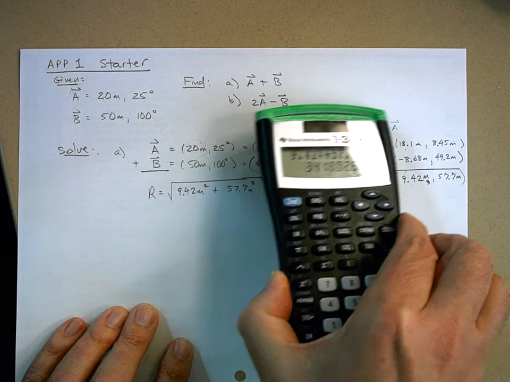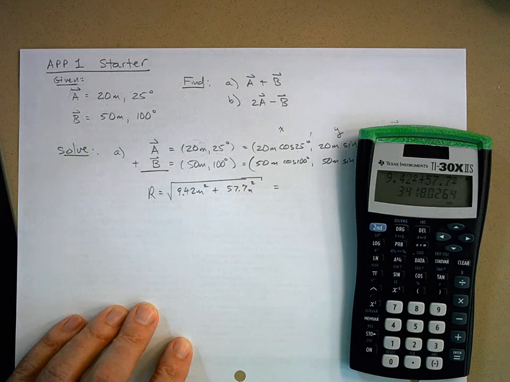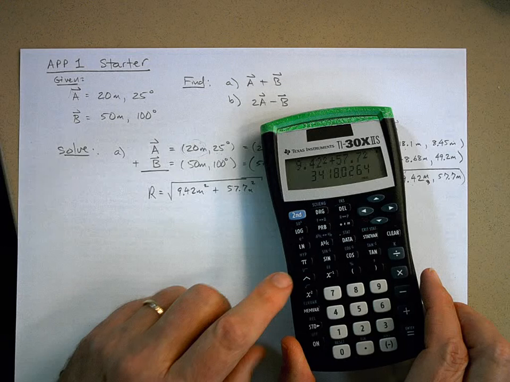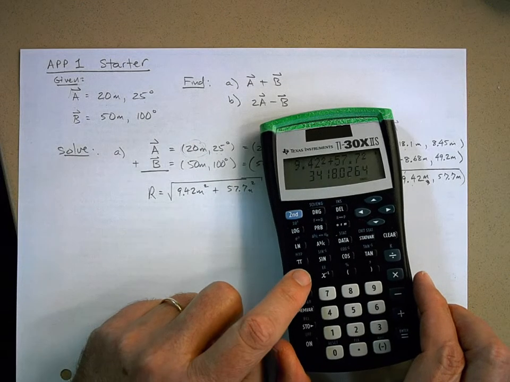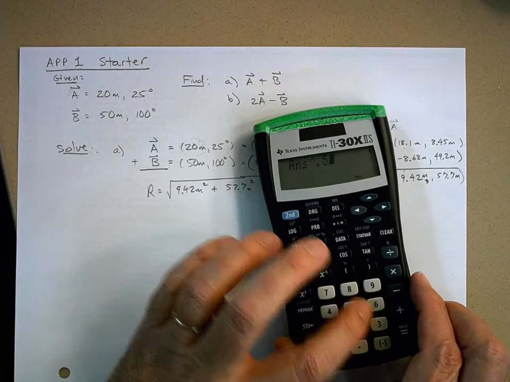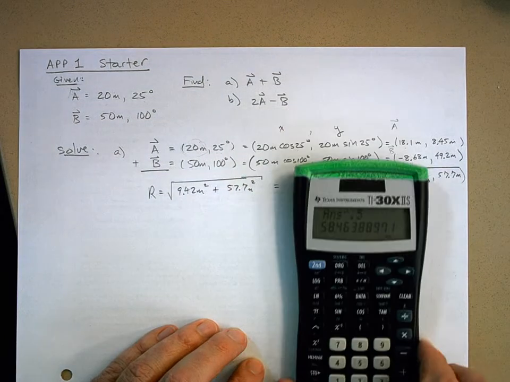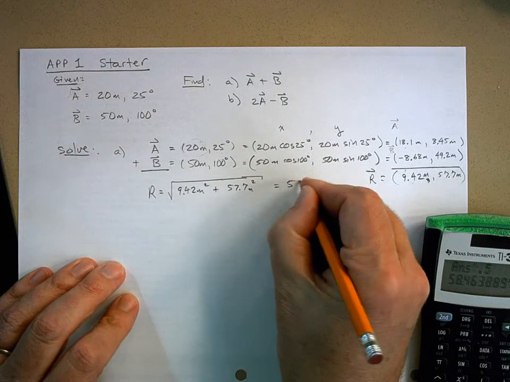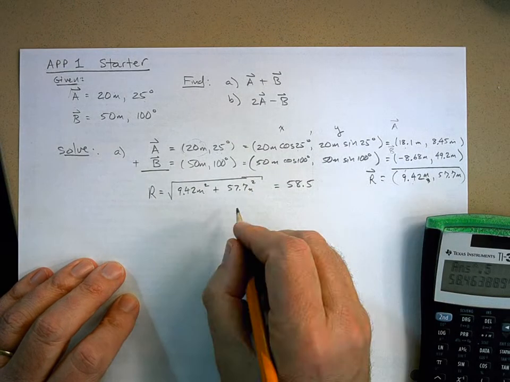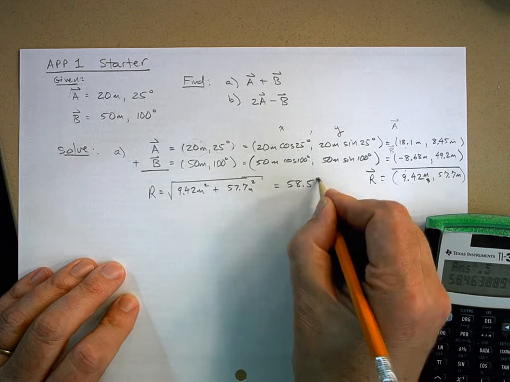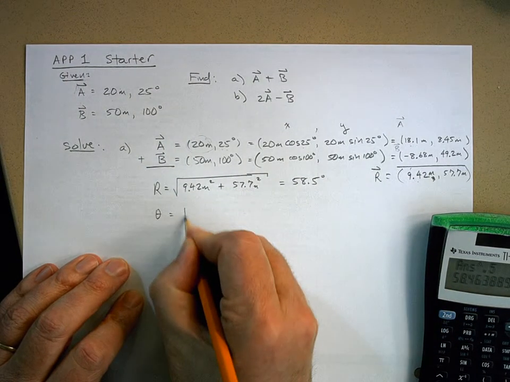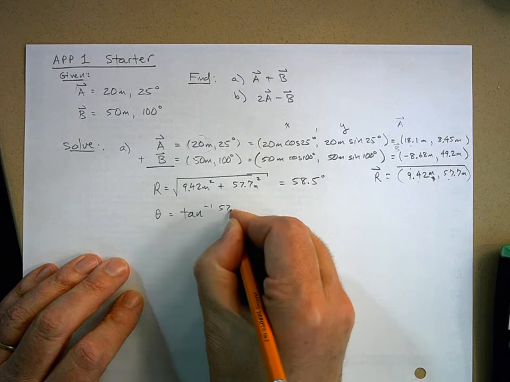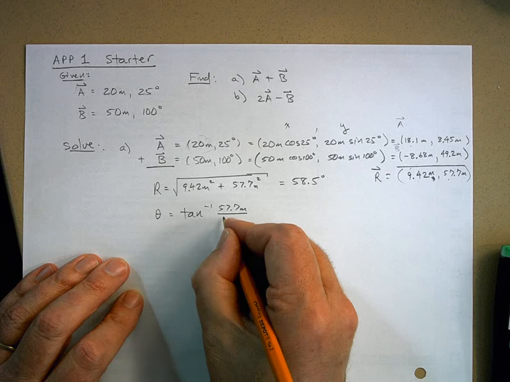Now, what I do now, the square root is like raised to the power of 0.5. So on my little calculator here, I hit the little caret button. I'm going to do this, and then I hit 0.5 equals, and that's the same as taking the square root. And you get 58.5 degrees. And then the angle is the inverse tangent of the y value over the x value.